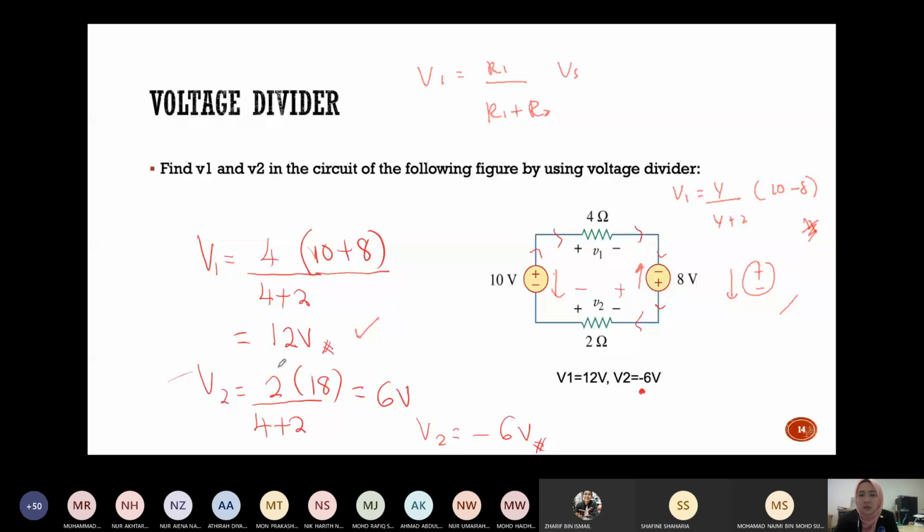Now let's calculate V2. V2 is R2 over R1 plus R2, multiplied with Vs. R2 is 2 ohm, R1 is 4, plus R2 which is 2 ohm, and the Vs here is the same as this one, 10 plus 8, so equals 18. So 2 multiplied by 18 divided by 4 plus 2, you will get 6 volt.